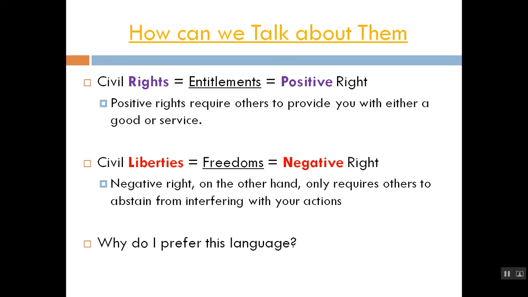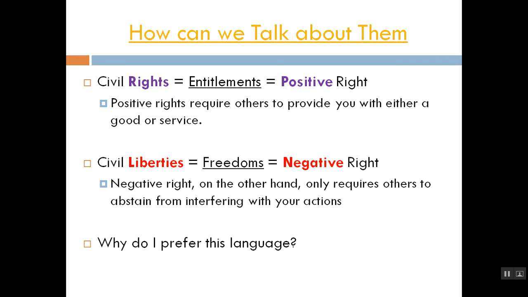And this is where I can introduce you to some of the important synonyms for each of these key terms. Civil rights are sometimes called entitlements or positive rights. We call them entitlements because they involve goods or services that we are entitled to receive from the government. We call them positive rights because they create a positive obligation, an obligation on the government to engage in some affirmative action to actively provide us with some good or service. In the United States, this good or service usually manifests itself in the form of government protection from unequal treatment on the basis of our race, gender, or disability status.